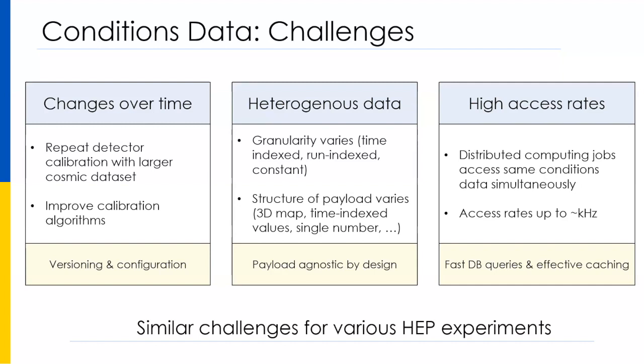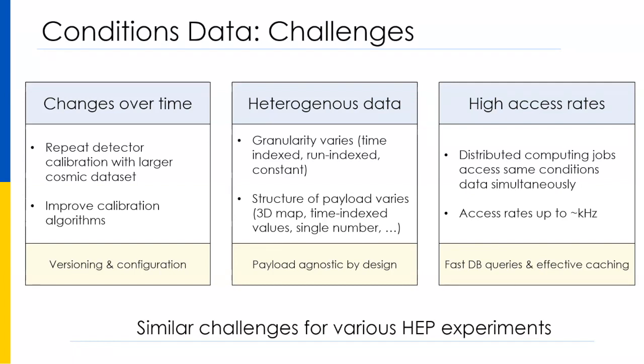Also, there are different types of data. It could be a 3D map, time-indexed values, a single number, or granularity can arise. For example, if we have a structure that has constant sizes and is not changing in time, but some values can be run-indexed. And we need to be plane agnostic by design for all this data.